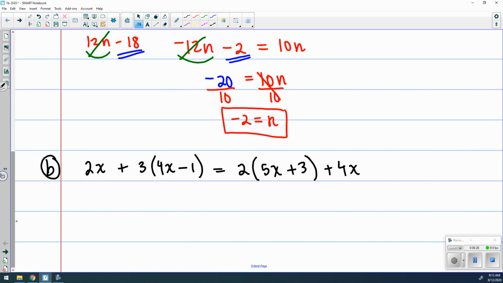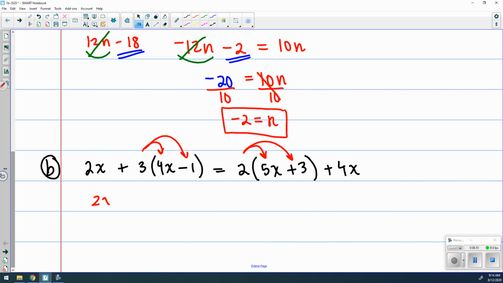Inside each set of parentheses, 4x minus 1, nothing can be combined. Nothing needs to have its exponent dealt with. 5x plus 3, nothing can be done there. So we're ready to use the distributive property. I'm going to distribute in a 3. I don't need to worry about its sign because it's positive 3. I'm going to distribute in a 2 right here. Again, not worrying too much about the sign on that 2 because it's a positive 2.